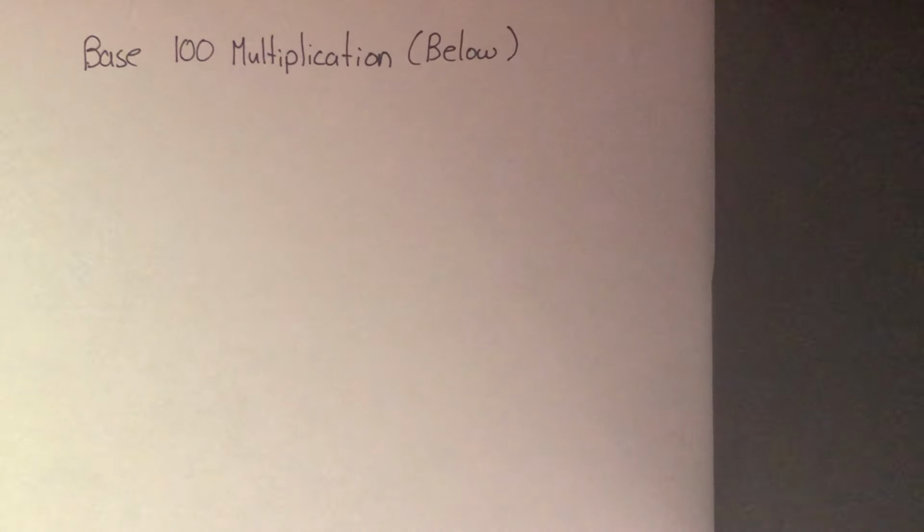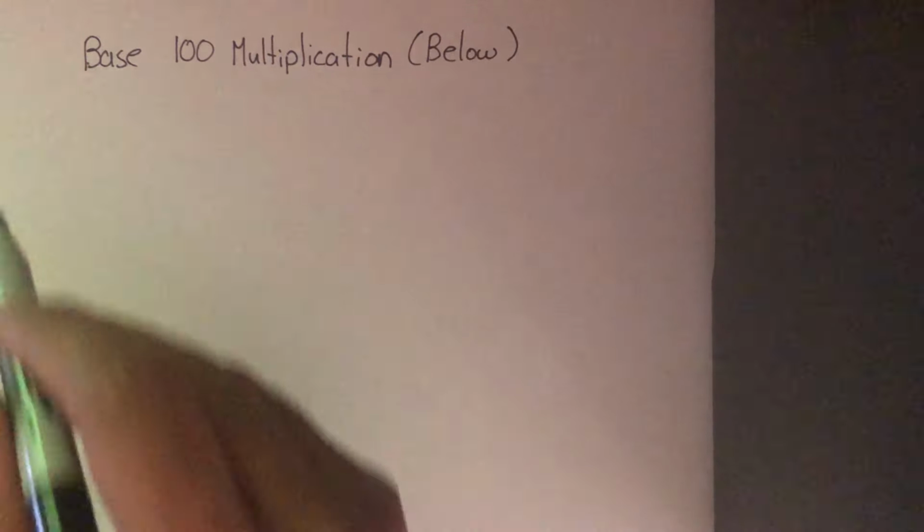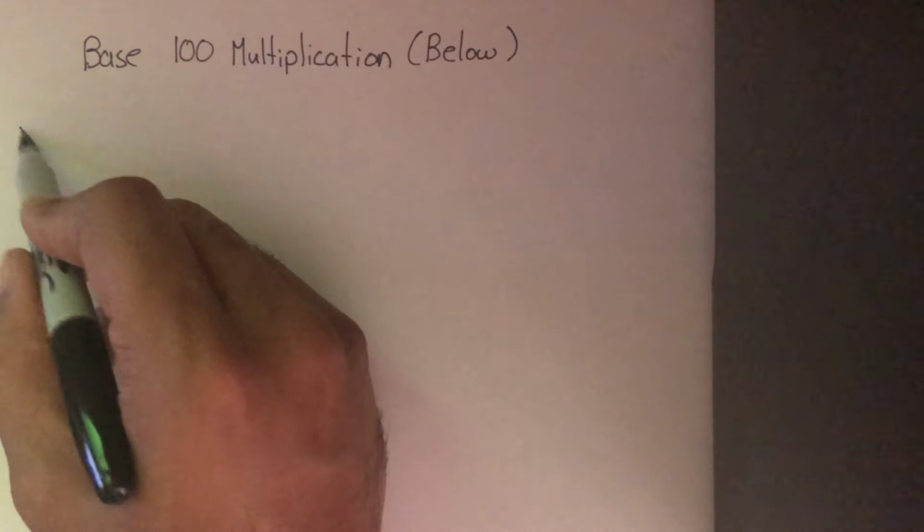Hello everybody, this video is going to be on base 100 multiplication, and both the numbers are going to be slightly below 100. Now, it's based on this algebraic identity right here. I'm going to write it out.